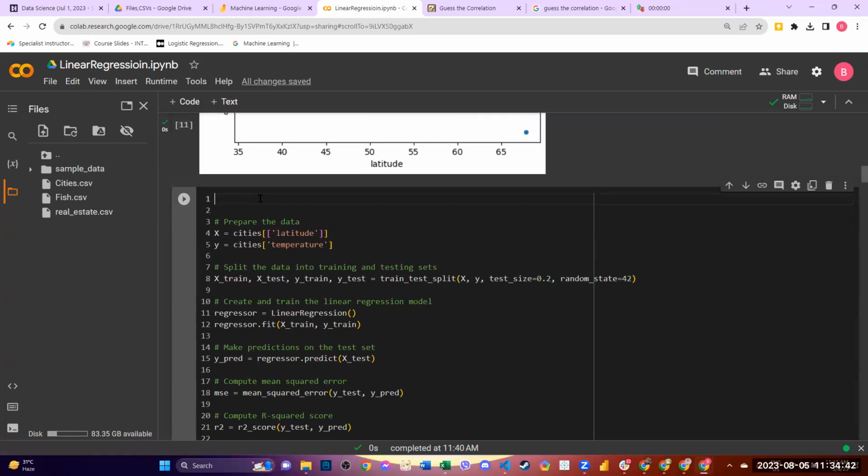Now we do our prediction model. So for our prediction model, we need to put the city's latitude to our X, and then we need to put temperature to our Y. Next, our X and Y will be placed in our train and test split with a test size of 0.2 and a random state of 42. So what does that mean?